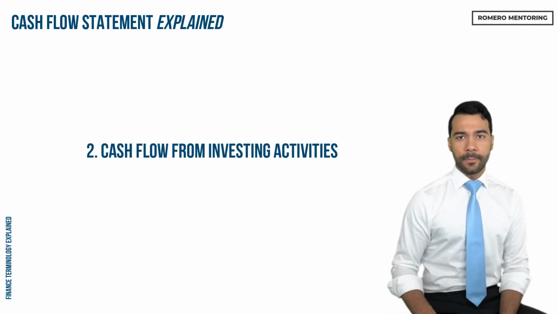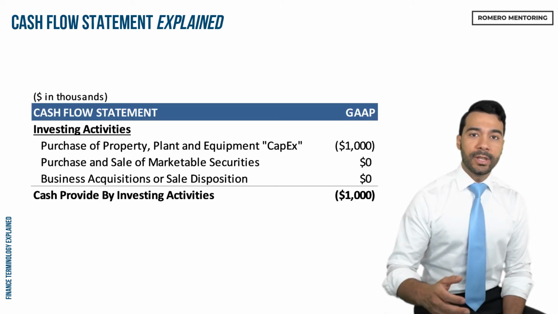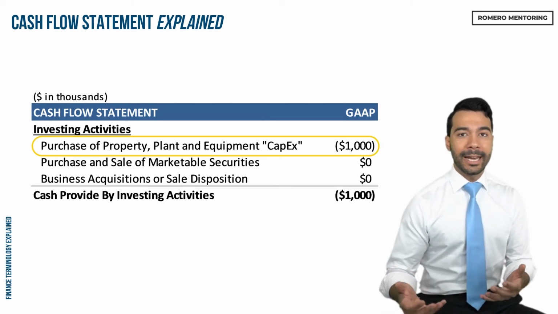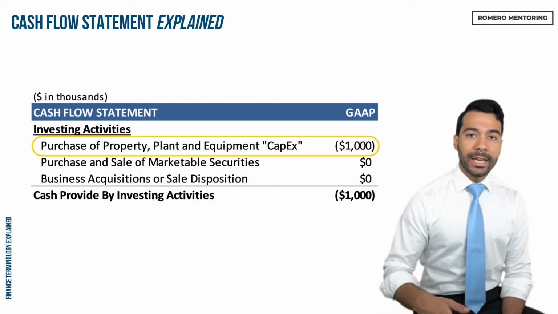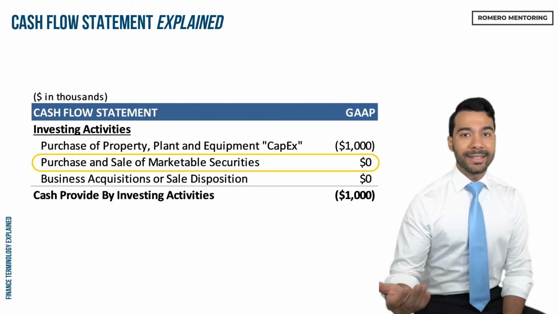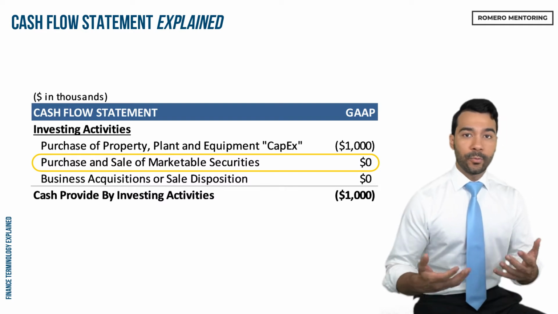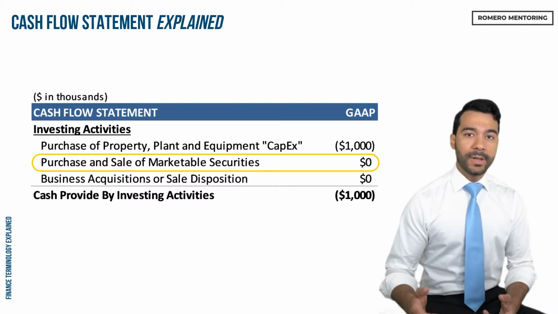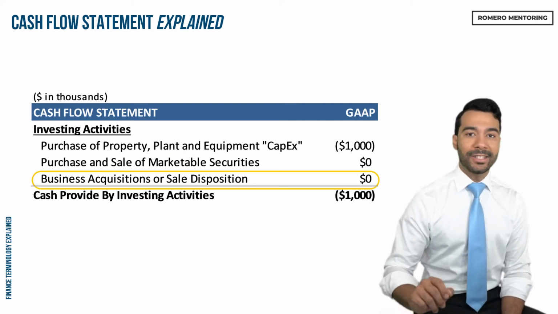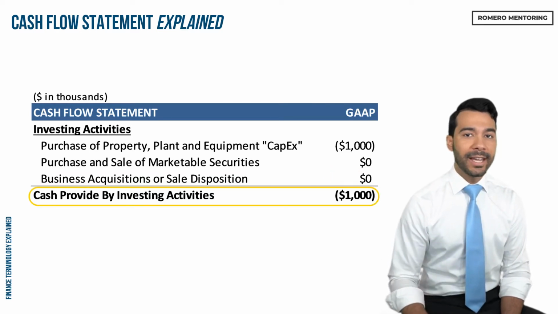Now let's look at the second part, cash flow from investing activity. This section of the cash flow statement measures the cash invested in the business infrastructure in the form of property, plant, and equipment, otherwise known as CapEx. In addition to that, you have cash flow from marketable securities, buying and selling short-term treasuries, CDs, bonds, or stocks that is related to investing within the business. You also have cash flow from acquisitions or the sale and disposition of other assets within the business. You add all of these together and you arrive to the cash flow from investing activities.